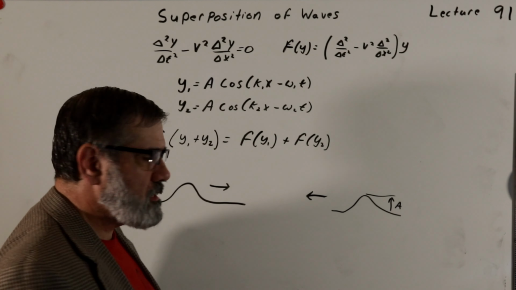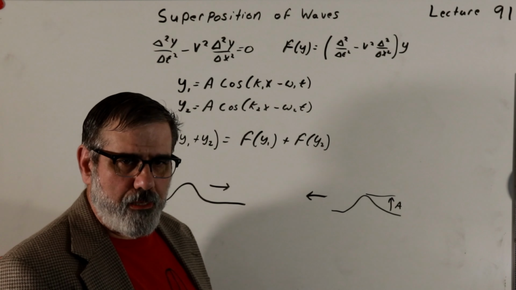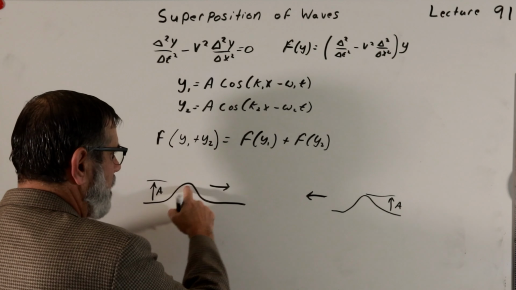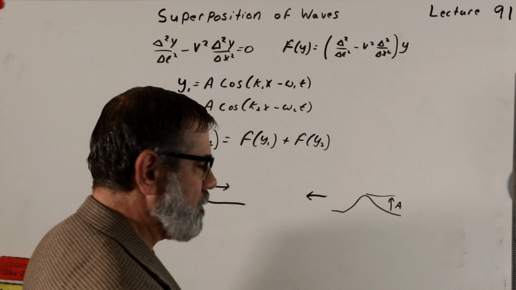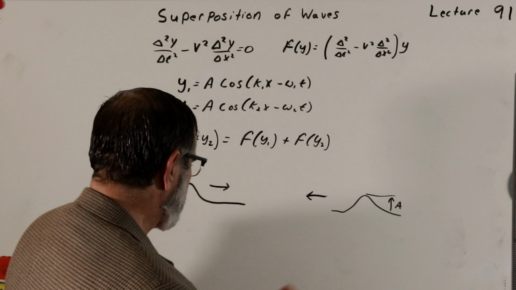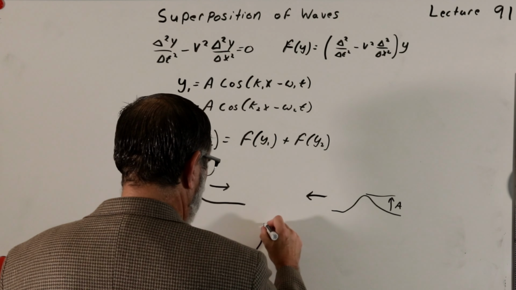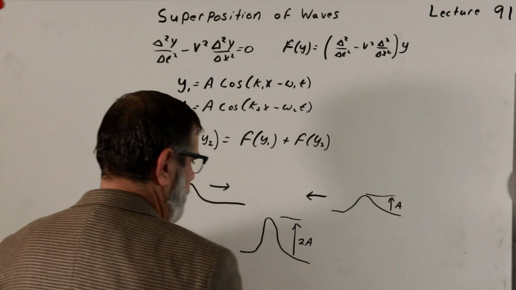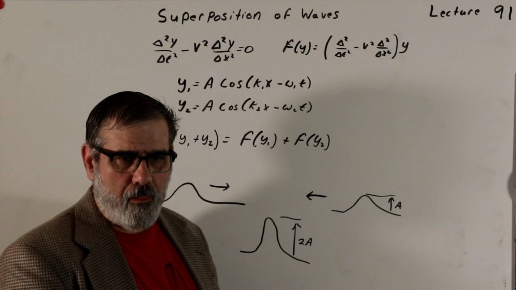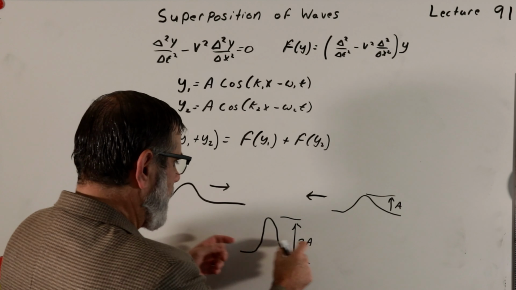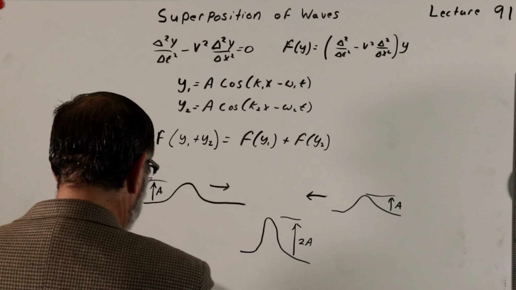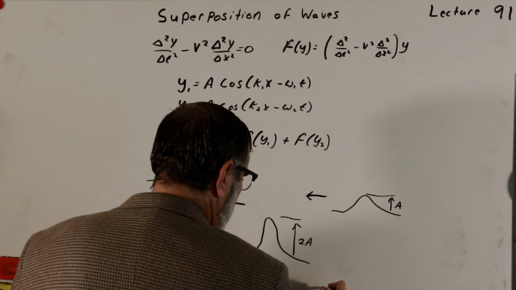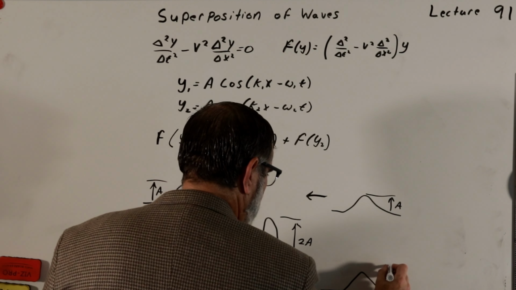As these two waves travel towards each other, when they collide, what happens? Linearity says that their amplitudes simply add, which means that when they collide, we get a wave that has 2 times the amplitude. And what happens after that? Then they'll separate out, and you'll get 2 wave pulses traveling like this. This pulse just continues on as it was before, and this pulse here continues on as it was before.